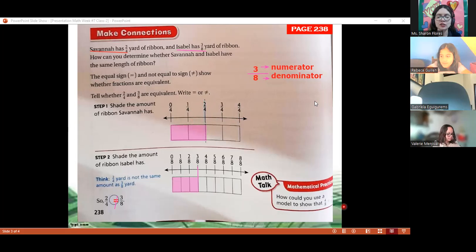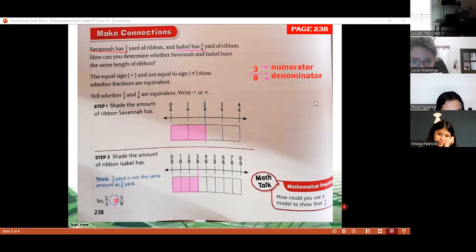And we also use fractions to compare if they have the same amount. You see, they don't have the same amount as in the previous exercise. In this one, Isabel has less than Savannah. But in the previous exercises, we identified equivalent fractions that have the same amount, even though they have different representations of the fraction, they have the same amount if you use a model to show it.